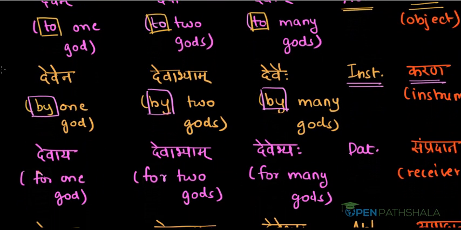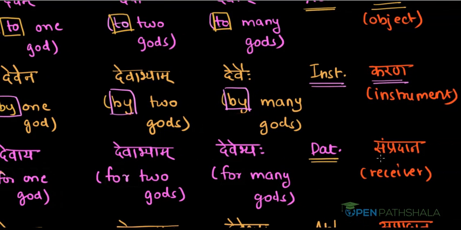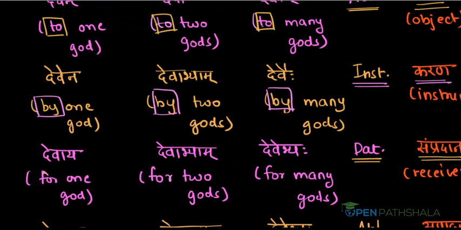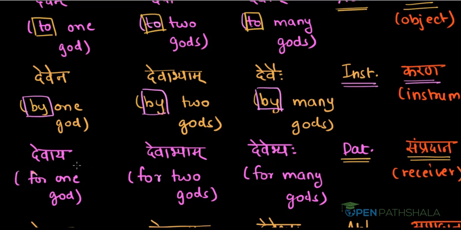Next we have the dative case. The dative case is used in the sense of sampradana, that means receiver. So the derivation of the meaning of the word devaya, which is in dative singular, will be for one god. Devabhyam will be for two gods and devebhyah will be for many gods. So this "for" will always precede the word when we have to derive the meaning of a word which is in the dative case.